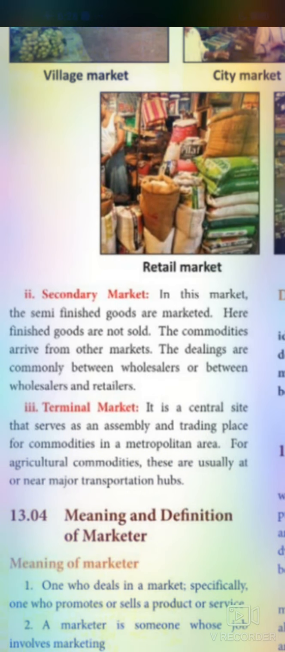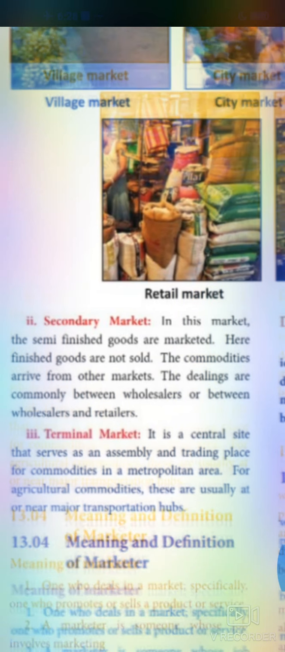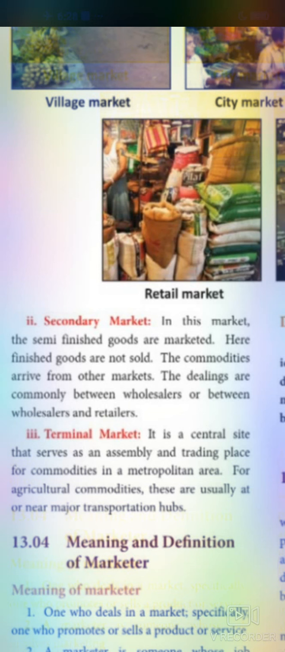And then next one is secondary market. In this type of market, only semi-finished goods are marketed, we can say. Incomplete goods are sold here. Here the finished goods are not at all sold. So in that case, the commodities mostly arrive from other markets. They bring them from other markets and start selling here. So the dealings are commonly between wholesalers or between the wholesalers and retailers.